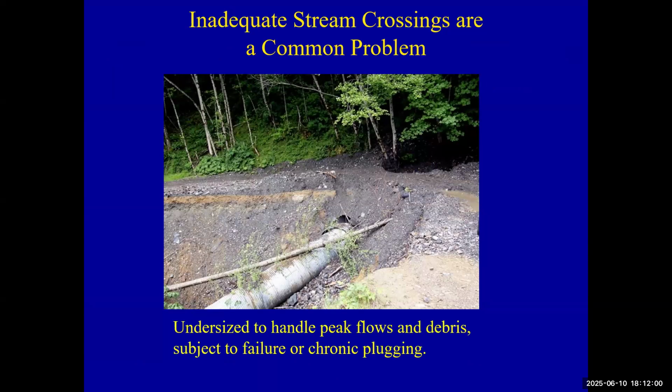Inadequate stream crossings are a common problem. It's interesting that the forest practice rules have been changed to require that installed stream crossings can pass 100-year flow plus entrained sediment and debris. Many of the culverts and crossings we have, even the bridges we have on the landscape, are undersized and they can't handle peak flows. When we have a peak flow, they just blow out and they're subject to failure or chronic plugging. Next slide.